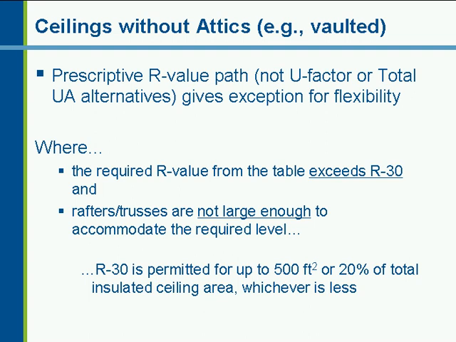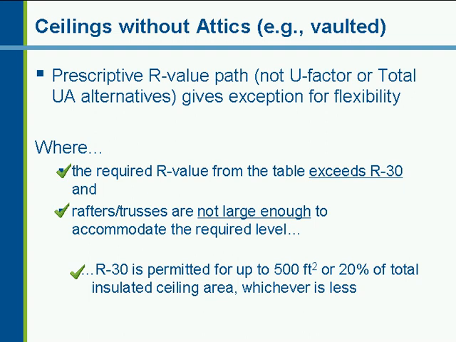Ceilings without attics, this would be your typical vaulted ceiling or cathedral ceiling. There are some helpful allowances here, again, to make it easy to comply with the R-value table without having to go to the U-factor or UA alternative. Basically, if the vaulted ceiling has a requirement from the table that exceeds R30, but the rafters or trusses that are involved there are not large enough to accommodate that higher R value, then you can comply with not more than R30 for up to 500 square feet or 20% of the total insulated ceiling area, whichever is less.